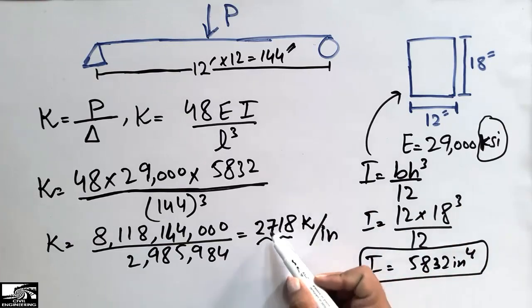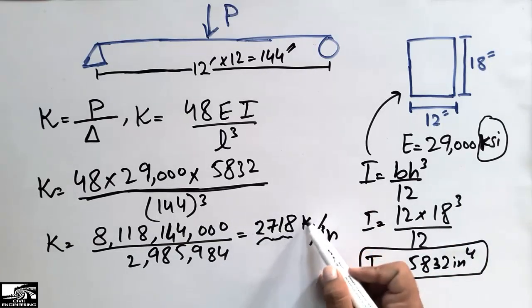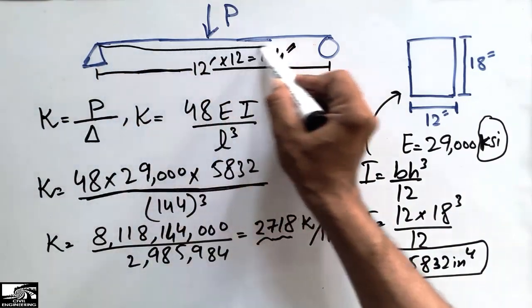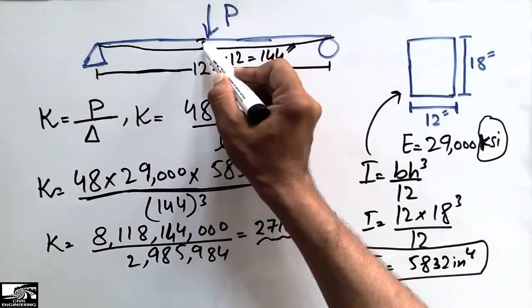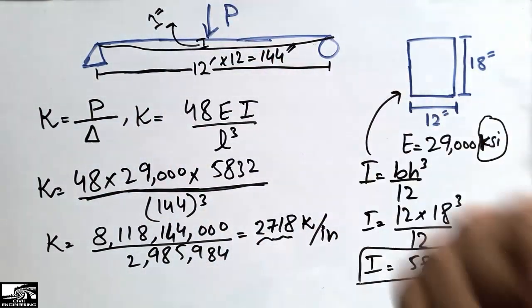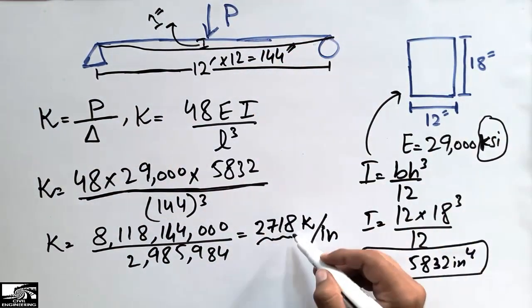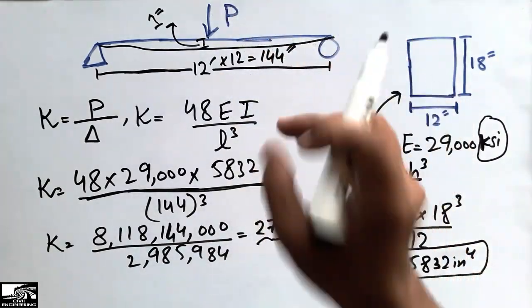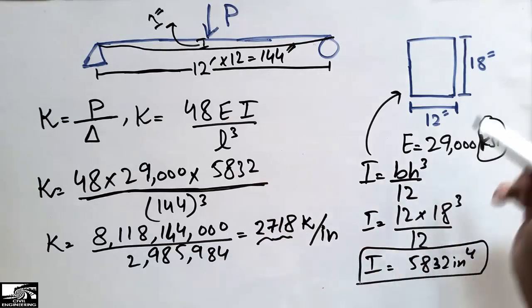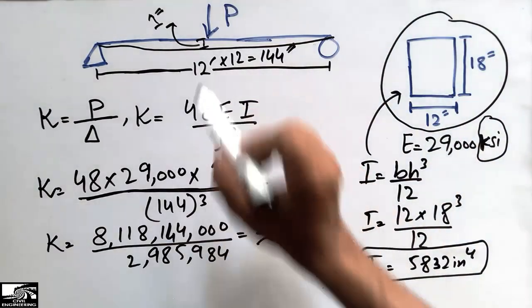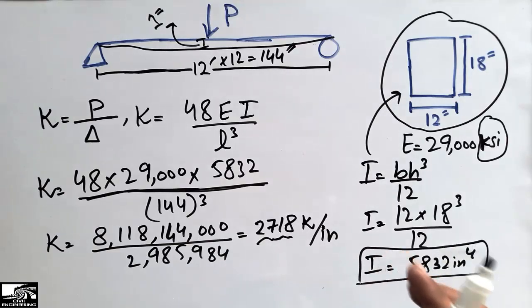It means that 2718 kips force is required for this beam to produce a unit displacement. Unit displacement means to produce 1 inch. To produce a 1 inch displacement in this beam, 2718 kips force will be required for this beam having dimensions of 12 by 18 inches and the length of 12 foot. So this was the lecture about the flexural stiffness of the beam.